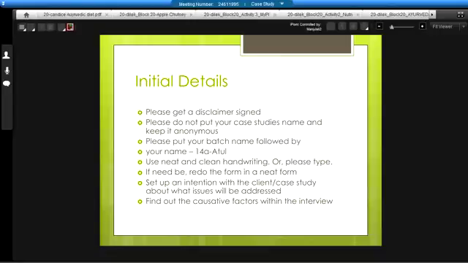Keep control of the situation, because a lot of times you'll have clients who will have 30 different complaints, and you get signed from your case studies.